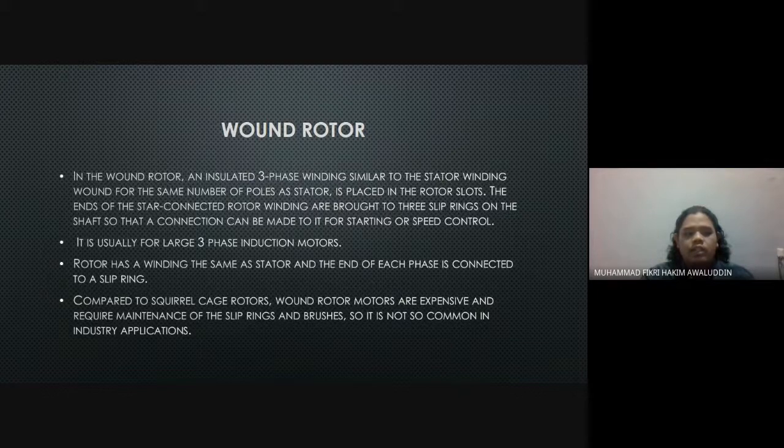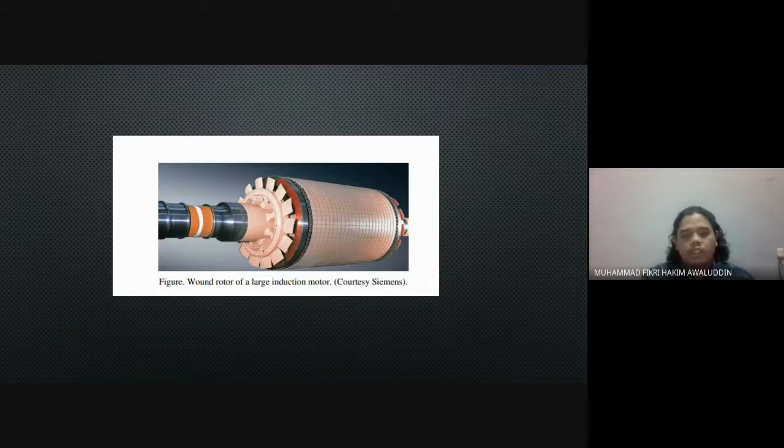Usually for a large three-phase induction motor, the rotor has a winding the same as the stator, and the end of each phase is connected to a slip ring. Compared to the squirrel cage rotor, wound-type rotors are expensive and require maintenance for the slip rings and brushes. So it is not common in industry applications. These are the wound-type rotors for induction motors.